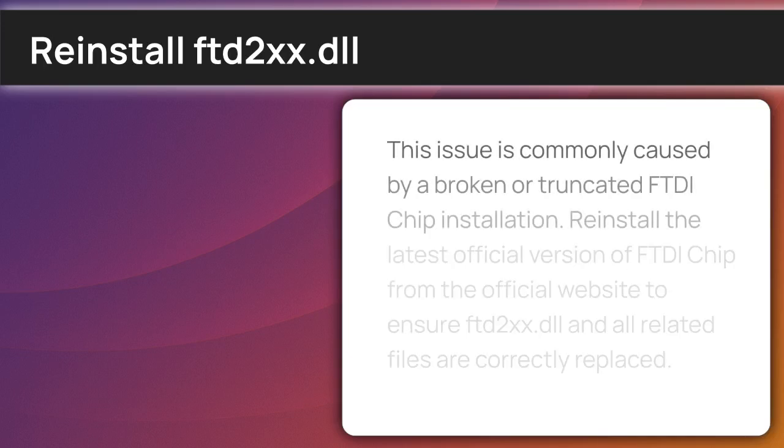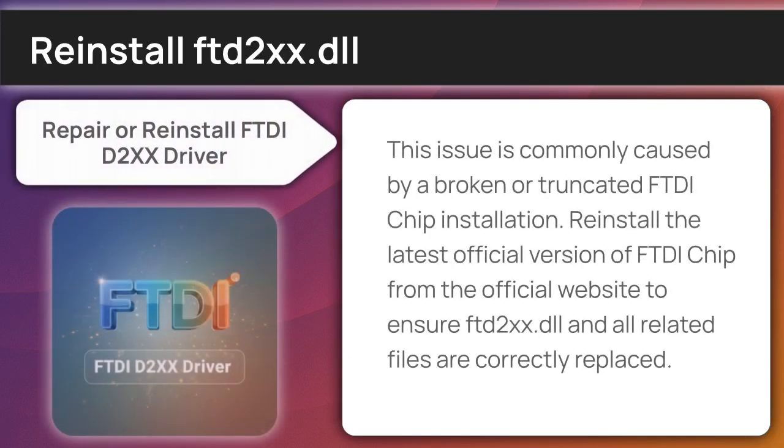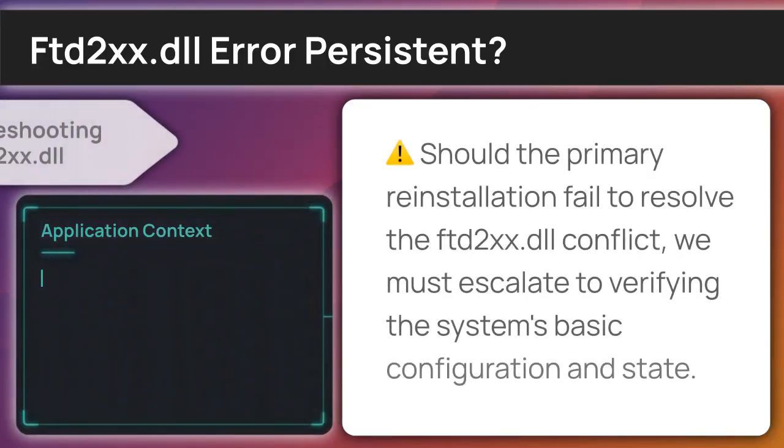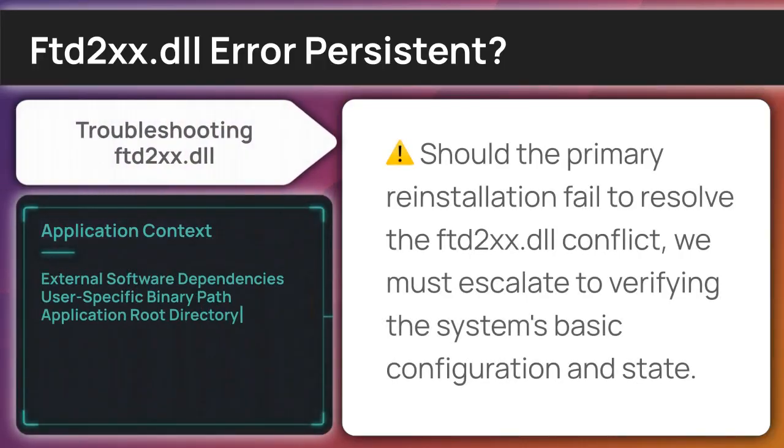The FTD2xx.dll is typically installed with FTDI Chip. Reinstalling the latest official version of FTDI Chip from the official source will restore any missing or corrupted application files, including the FTD2xx. If the error persists despite the new library files, we must verify if a simple synchronization conflict is preventing the file from loading.